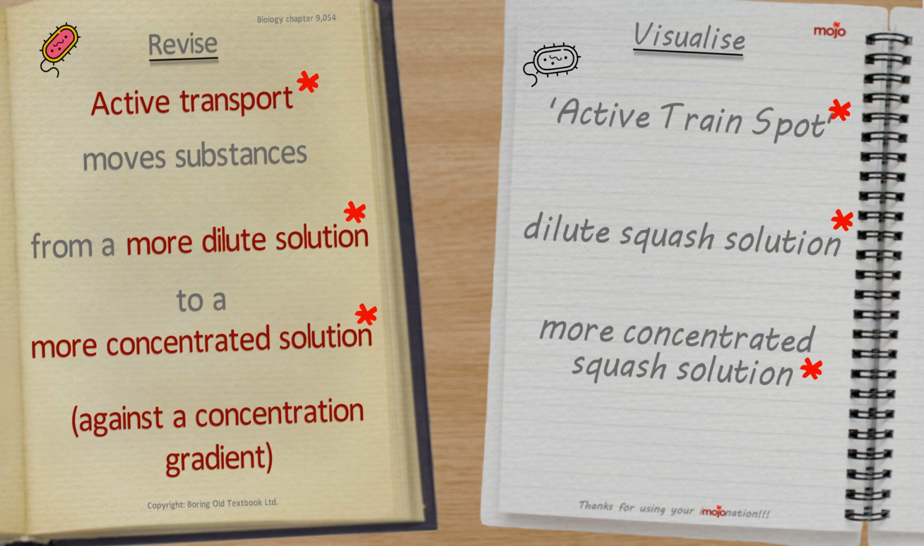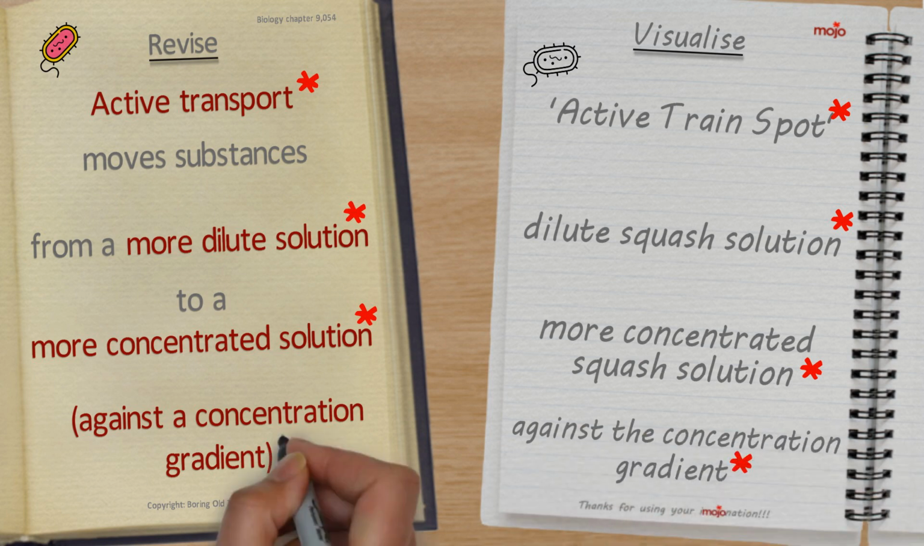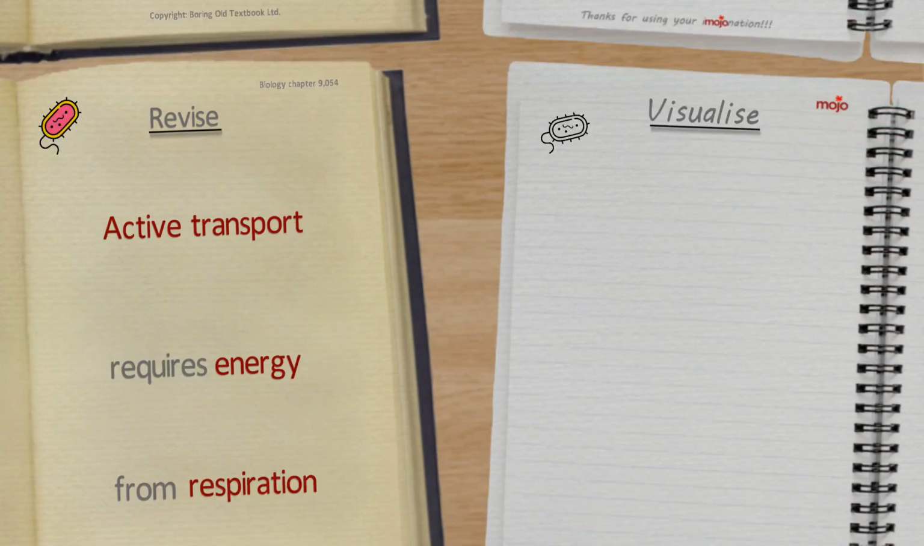So now every morning, Active Train Spot has started to make his dilute solution more concentrated when he arrives at the station. Active Train Spot likes to say that it helps him to work against the concentration gradient, by which he means that train spotting is so boring, and without his squash his concentration would reduce over time.